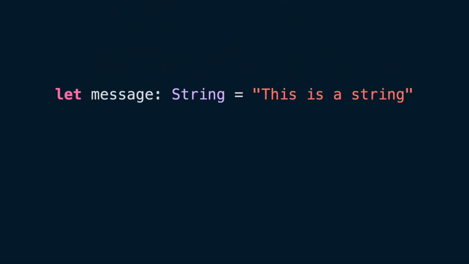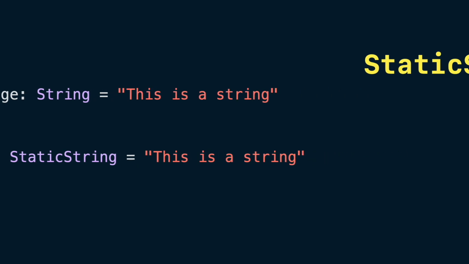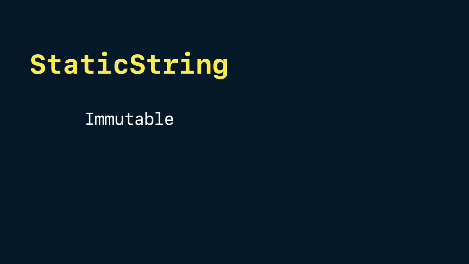I'm sure you know strings in Swift, but do you know that there exists a variant called static strings? Let me explain. Static string is an immutable type in Swift. It's used when the string value is known and fixed during compilation.